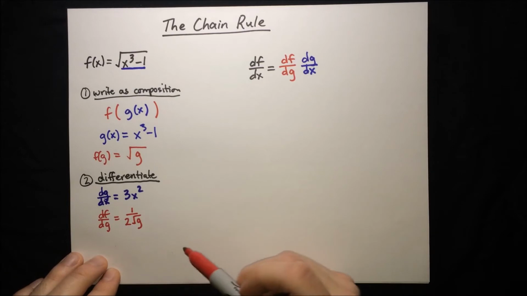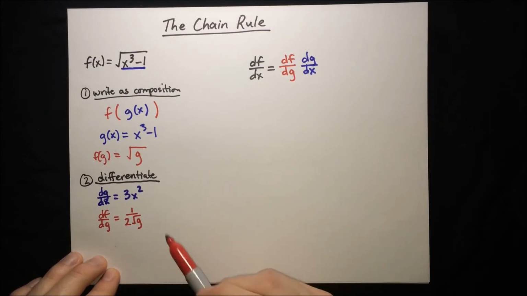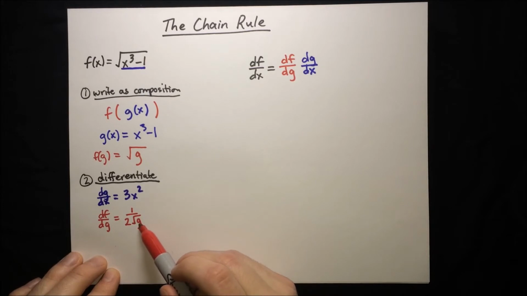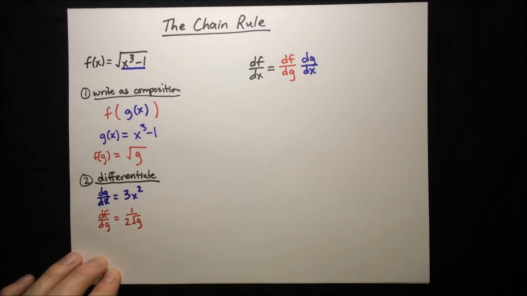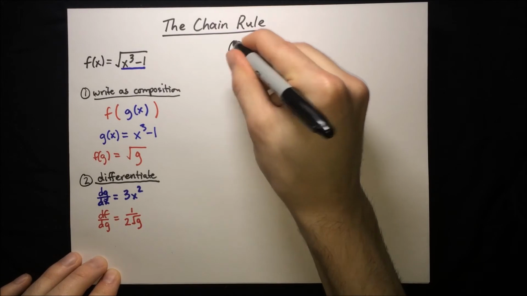And so we should really have our final answer in terms of x. We won't want this g here at the end, but for now let's just forget about that. We'll write our final answer in terms of x all the way at the end. Okay, so now step 3 is to actually use the chain rule.